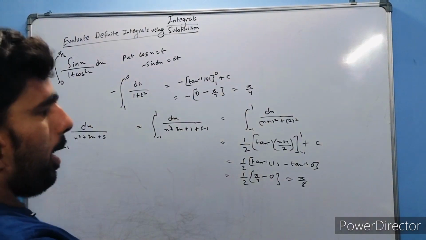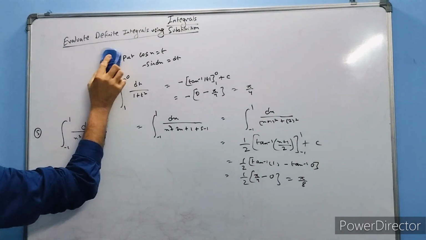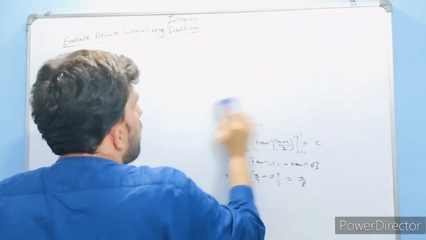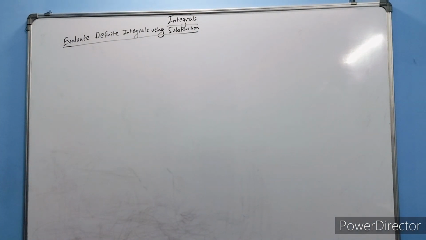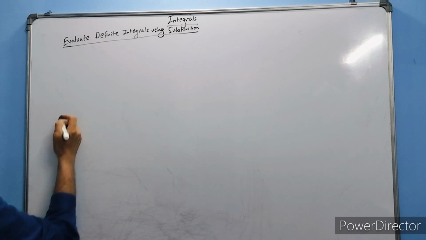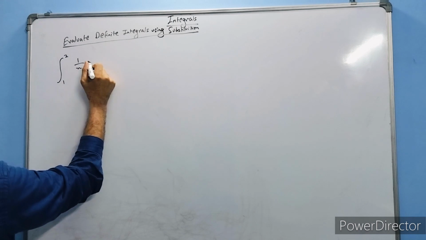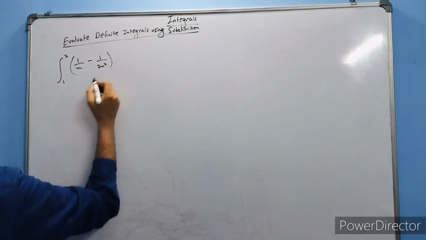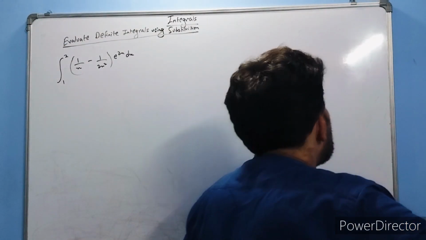Now let us try to solve the numerical. Let us next evaluate a definite integral using the substitution method. So now let us see what they have given in this question. The question is very interesting. Now what they have given is the integral from 1 to 2 of 1 upon x minus 1 upon 2x square, e raised to power 2x dx. Okay, so now let us try to solve this numerical.